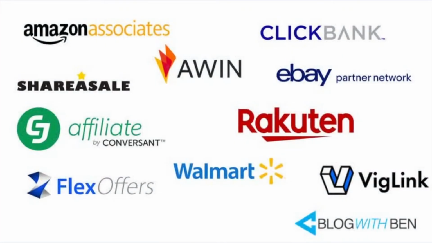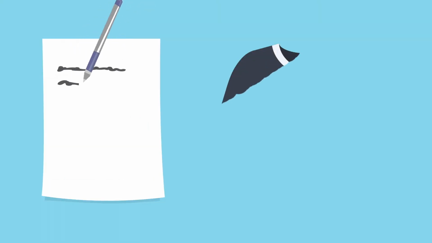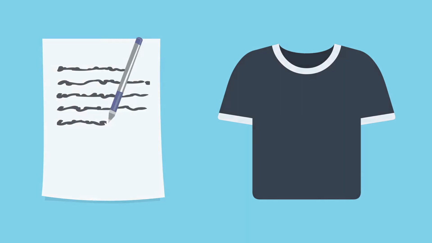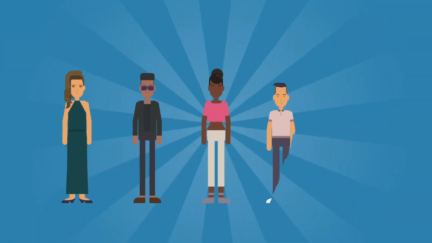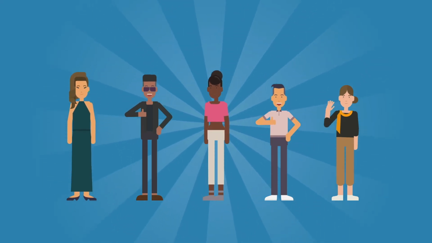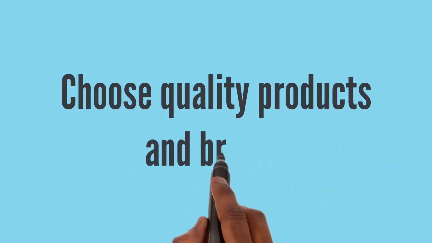When starting, look for an affiliate network that pays well with little effort or fuss required from you. This way, once the site is up and running with relevant content and products listed, all that is left is sharing those links with friends who may be interested in learning more about your chosen topic or area. Choose quality products and brands.